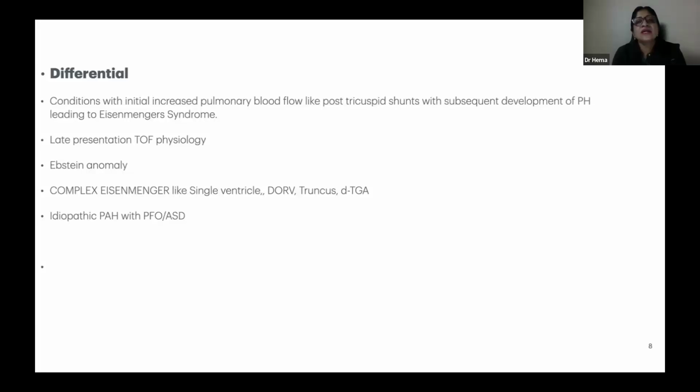Eisenmenger syndrome, ICE2, total anomalous pulmonary venous connection, and Ebstein's anomaly. I think this ICE2 and ICE3 are probably by mistake. Yeah, by mistake. Yes.